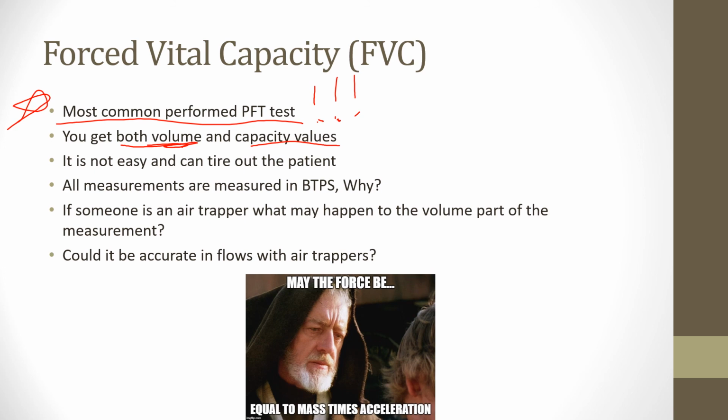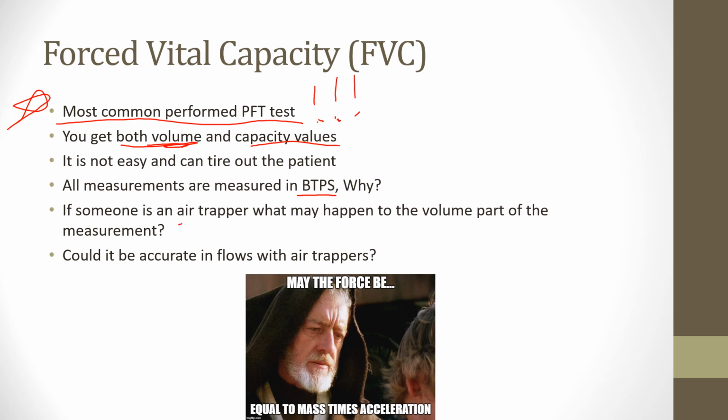So just understand that all measurements are measured in BTPS. Why is that? Do you guys remember what BTPS stands for? Body temperature, pressure, saturated, right? Because we're measuring the volumes and flow rates at body temperature, and then it's pressure saturated because we have 47, we have body humidity as well, the humidity inside the lungs. Remember that pH2O also takes up alveolar space, that's also in your lungs. So it's always going to be body temperature, pressure saturated, not ambient temperature, pressure saturated.